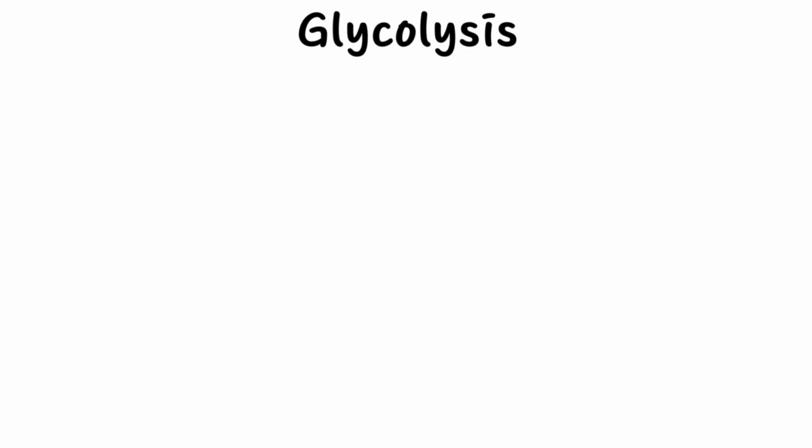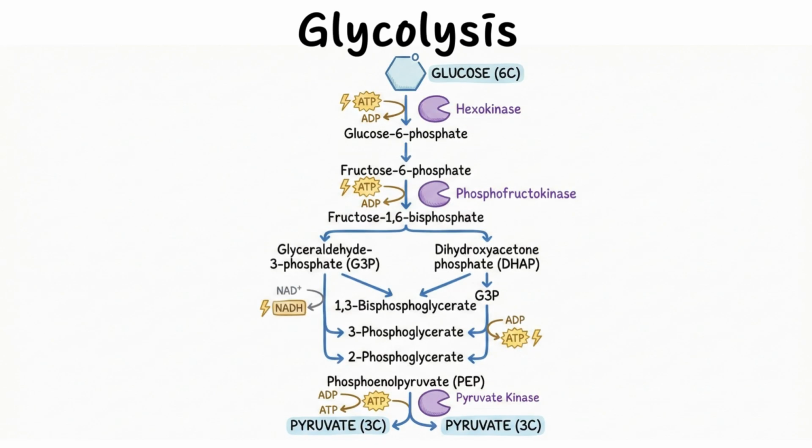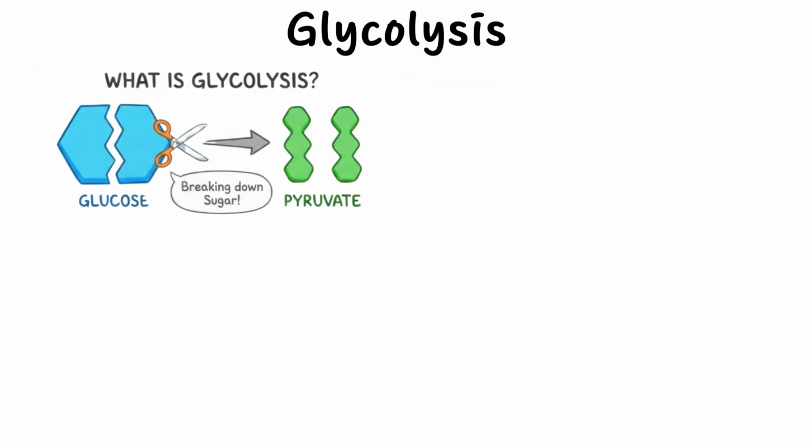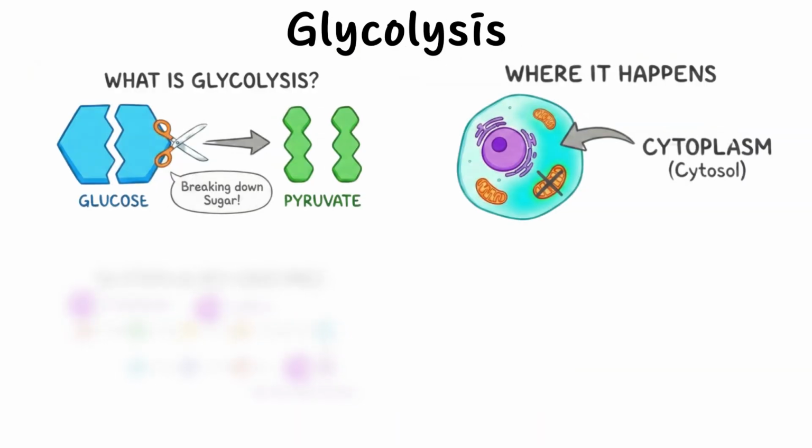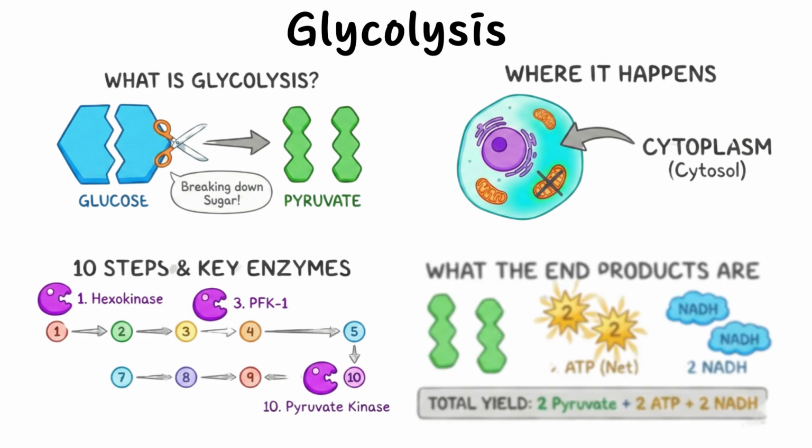Glycolysis is a pretty complex biological process. And just by looking at this image of the glycolysis process, we can see that there's a lot going on. This video will help you understand the basics like what glycolysis is, where it happens, the 10 steps and key enzymes, and what the end products are.